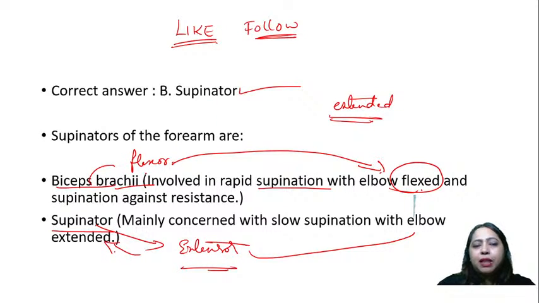Biceps brachii is present in the flexor compartment and it will work when the elbow is flexed. Supinator is in the extensor compartment and it will work when the elbow is extended.